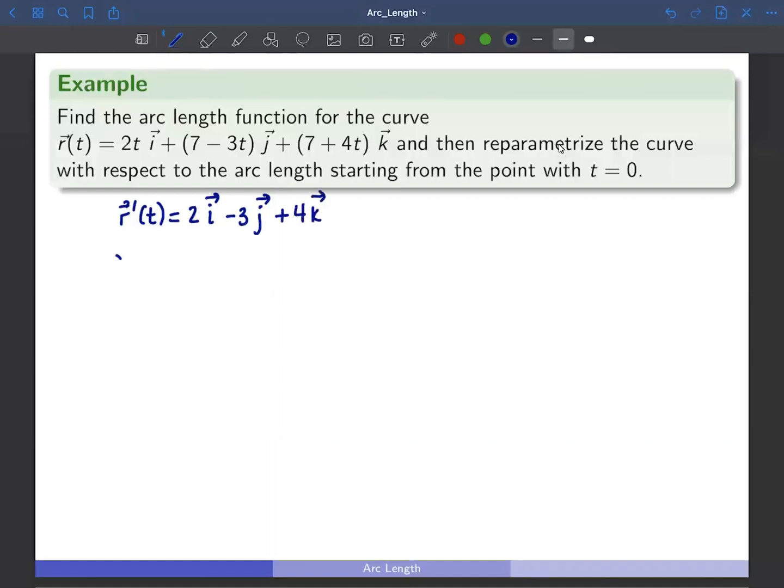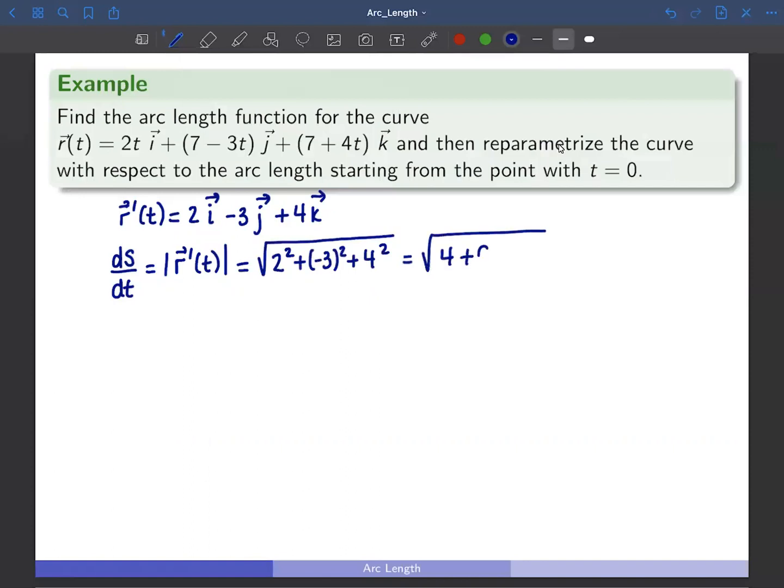And therefore, the derivative of the arc length function with respect to t will be equal to the magnitude of the tangent vector, and that is equal to the square root of the sum of the squares of the components of the tangent vector. So we have the square root of 2 squared plus negative 3 squared plus 4 squared, and this is equal to the square root of 4 plus 9 plus 16. So that is equal to the square root of 29.